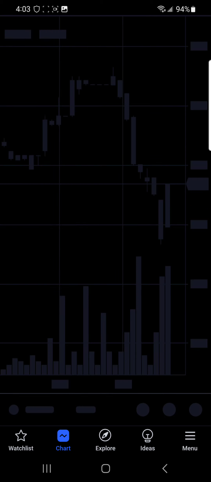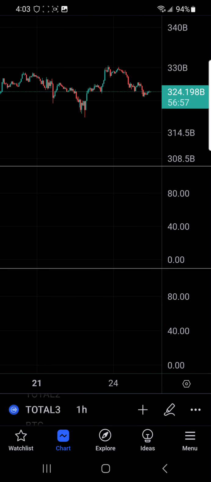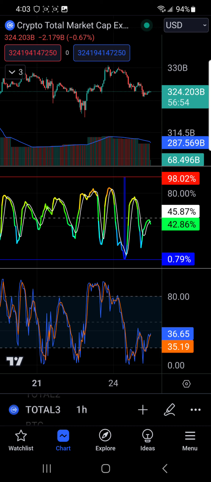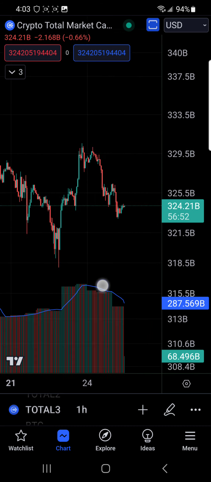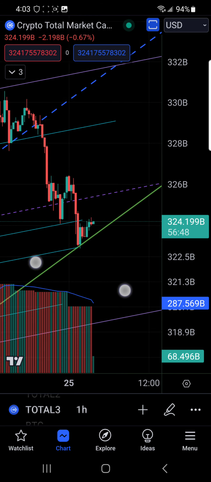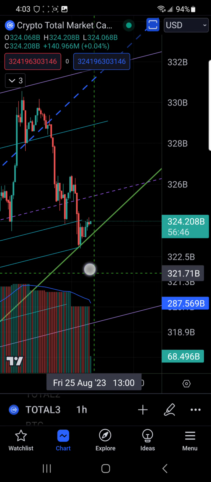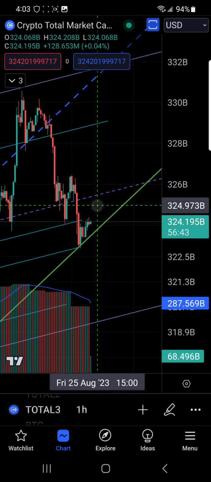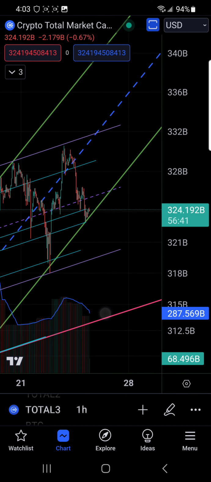I gotta switch to a different chart to show you the other markets because they don't look as good on this other chart here. Oh, and here we are on the total 3 on the 1 hour. And you can see that the crypto market has also bounced off of this green line and headed back up in the right direction. What is that green line?